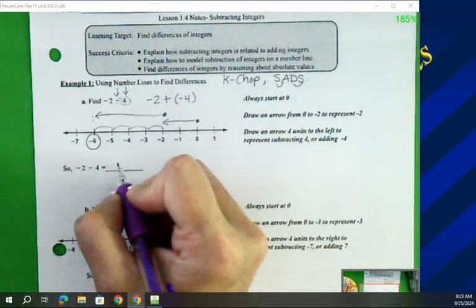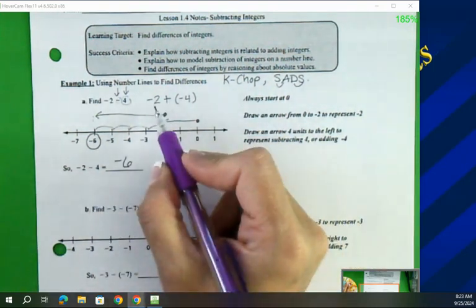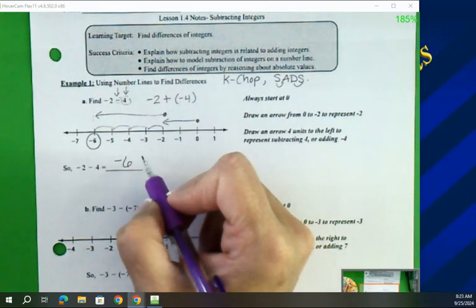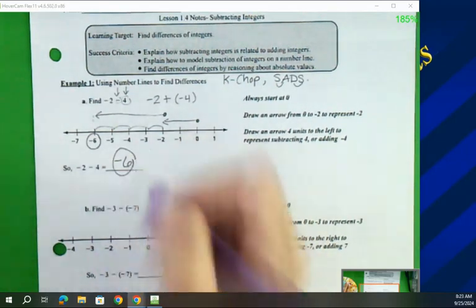And if we check our answer, that makes sense because a negative plus a negative are the same sign. So you add and keep the sign. Same signs add, and you keep the sign.